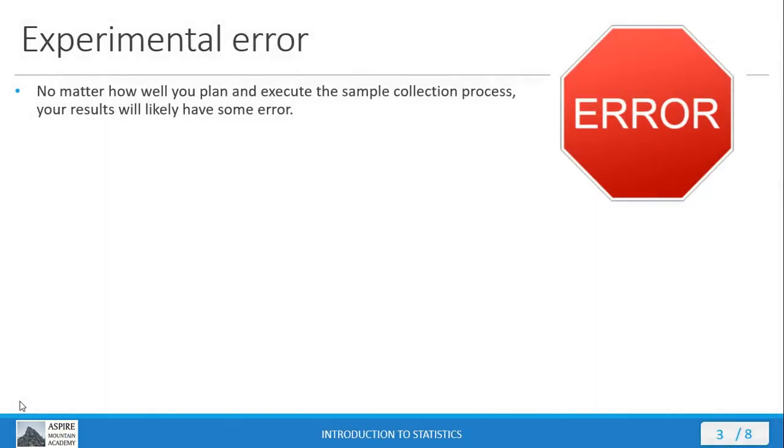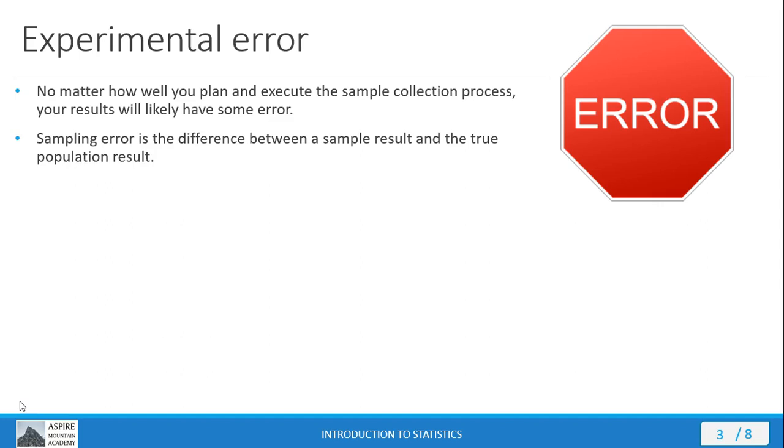Now, you also want to minimize the presence of experimental error as much as possible. I say as much as possible because no matter how well you plan and design your experiment, you're going to have to deal with error. We're living in an imperfect world here, and in an imperfect world, you're always going to have some amount of error. What you want to do is try to minimize the error as much as possible. And the first step to minimizing error is understanding the different types of error.